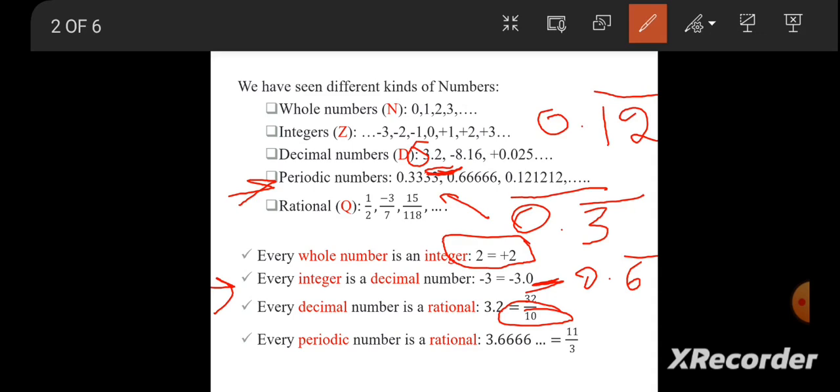Every periodic number is rational. Here 3.666, as we said before, we can write it as 3.6 bar, since 6 is repeated over and over. By using a calculator, and we will see later on how to write it in the form of a fraction, 3.6 bar is 11/3. Since it can be written in the form of a fraction a/b, where b is different from 0, I can say that this number is a rational number.